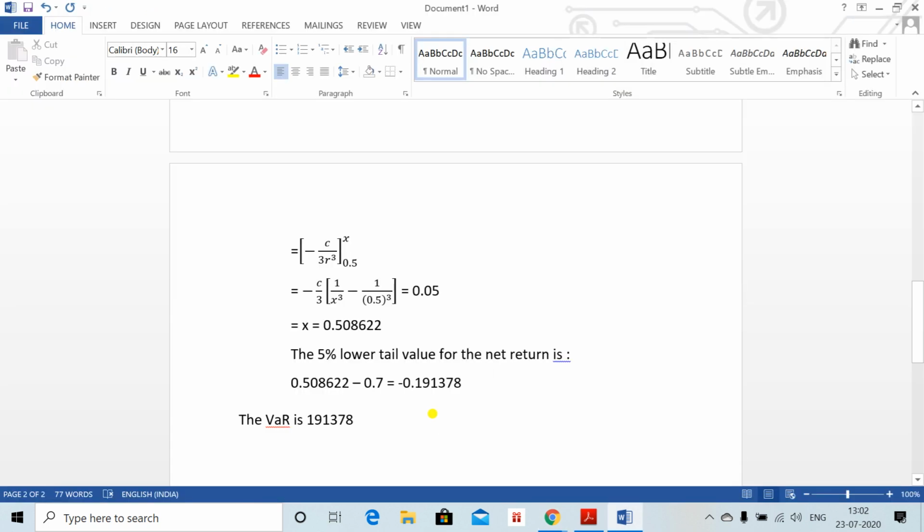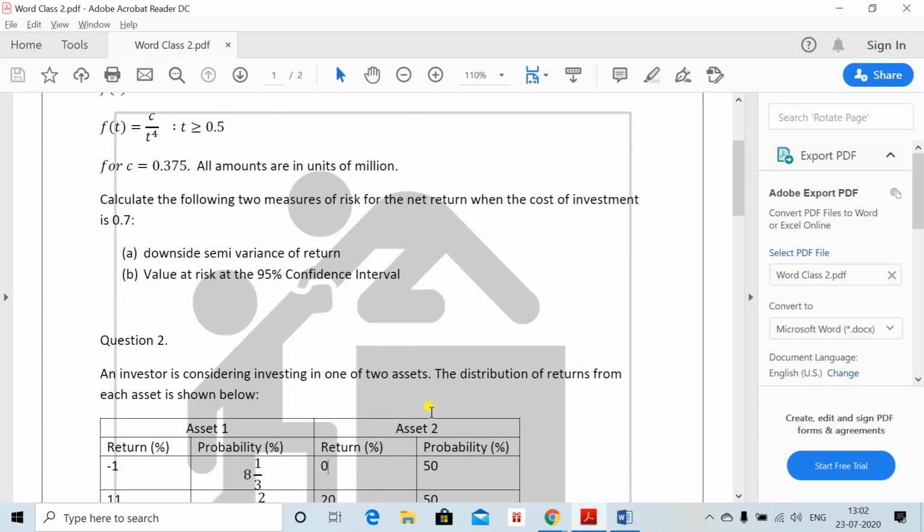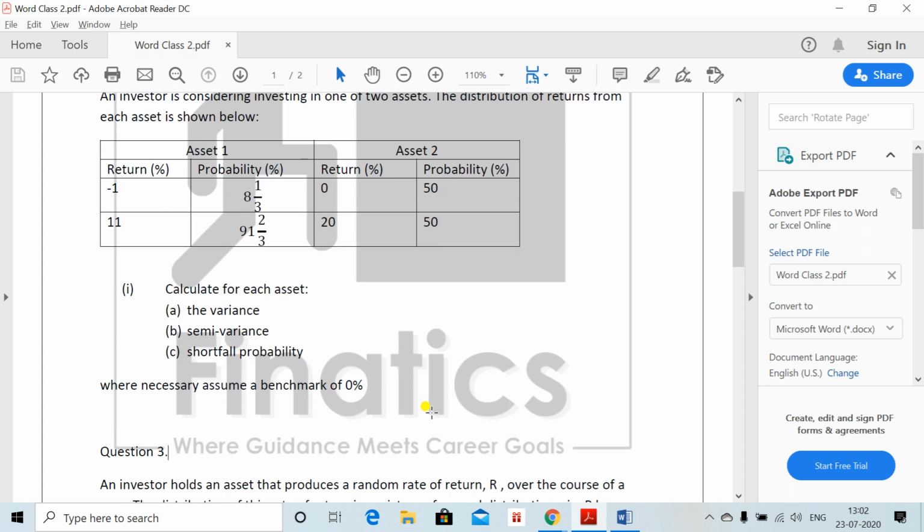Okay, now next sum. An investor is considering investing in one of two assets. The distribution of returns from each asset is shown below. Asset 1: return of -1% with probability 8 1/3%, and return of 11% with probability 91 2/3%. Asset 2: return of 0% with 50% probability and return of 20% with 50% probability. Calculate the variance, semi-variance and shortfall probability for each asset, and assume a benchmark of 0% wherever required.